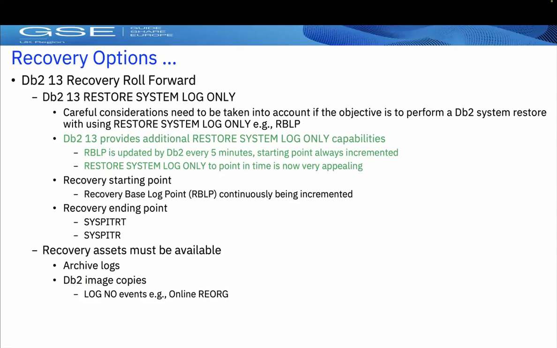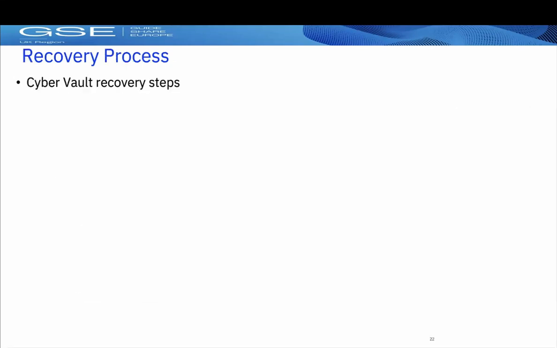And why do we want a log no image copy? Because when there's a log no event, you can't recover through it. So if that image copy is available after the system roll forward just once through the log, then you can do any additional recoveries at the object level from that image copy that was produced.